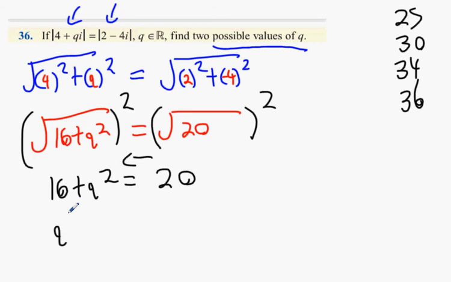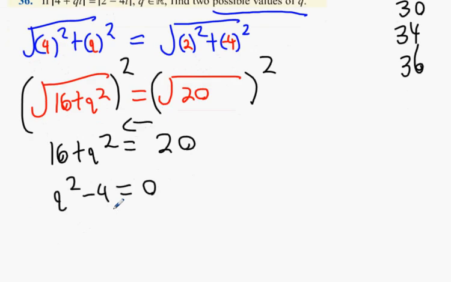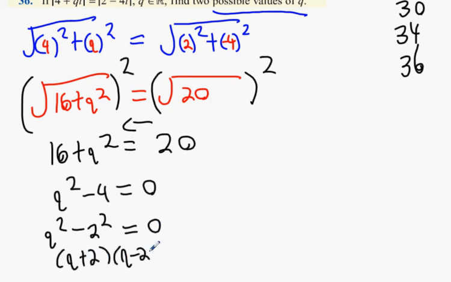Q squared minus 4 equals 0. What can you do with the 4? Q squared minus 2 squared, and you're going to get q plus 2, q minus 2 equals 0, then q equals minus 2, or q equals plus 2. Okay guys.